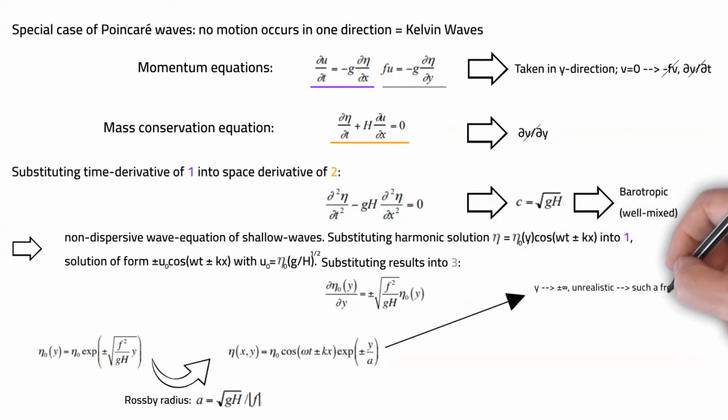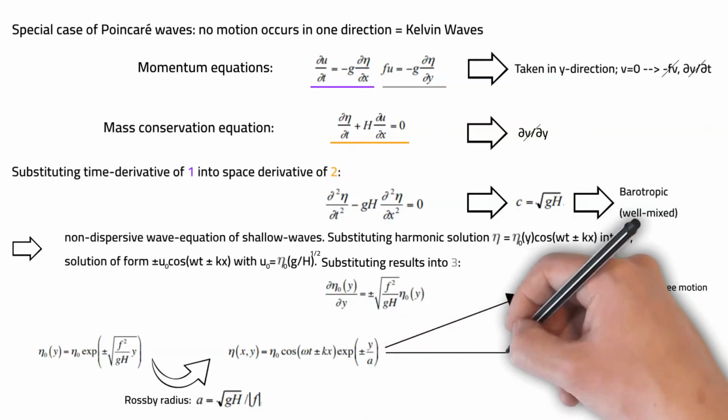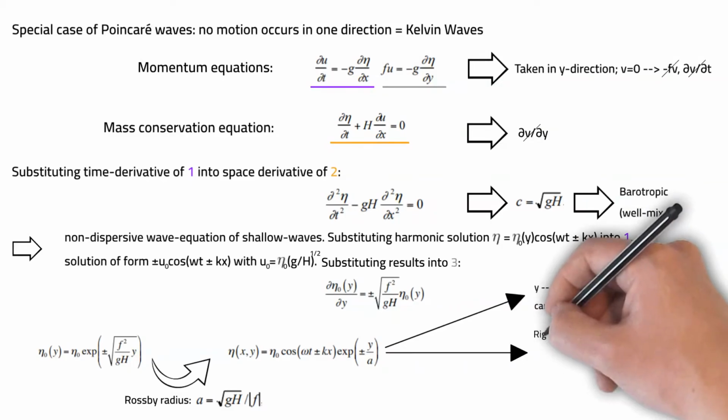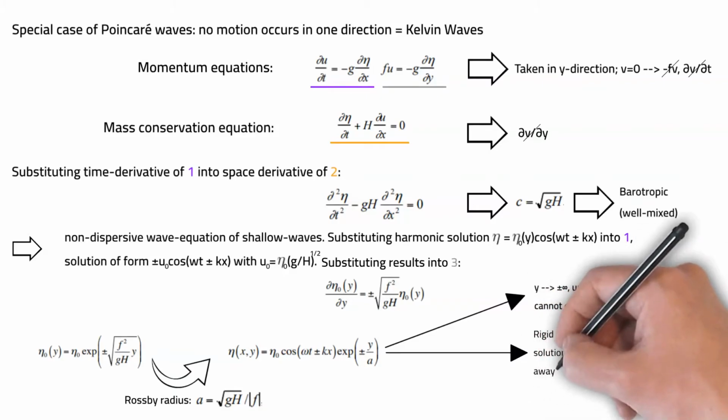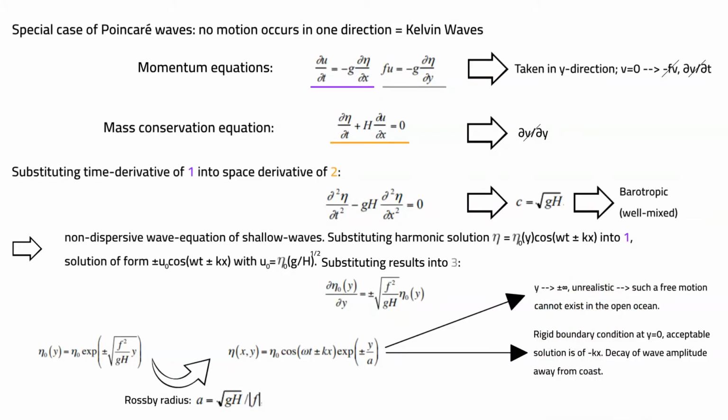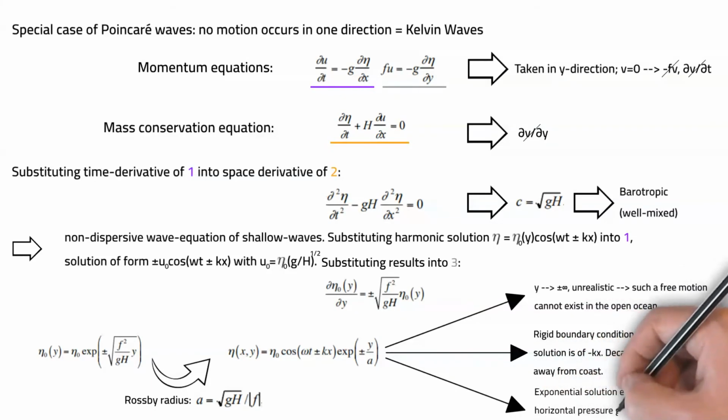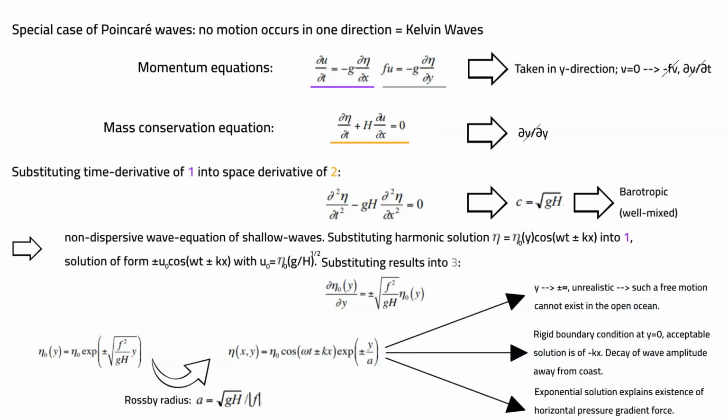Firstly, considering what happens at y equals plus minus infinity gives unrealistic values of eta, suggesting that such free motion cannot exist in the open ocean. Also, placing a rigid boundary at y equals 0, we notice that the only acceptable solution is that of the form minus kx. Note that there is also a decay of wave amplitude away from the coast. Finally, the exponential solution explains the existence of the horizontal pressure gradient displayed before.